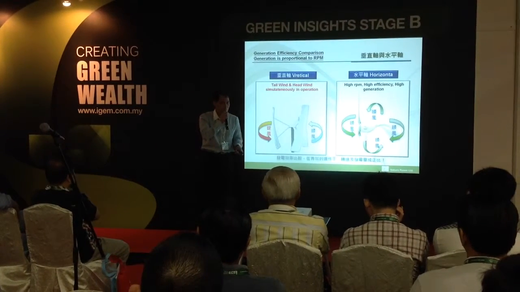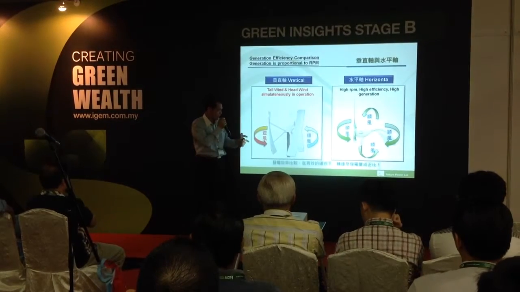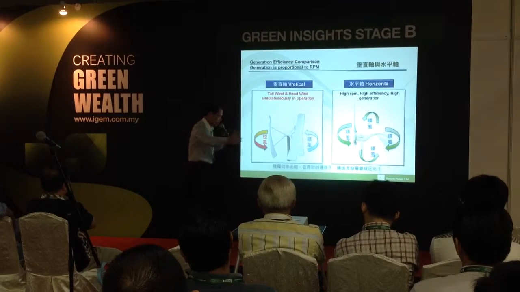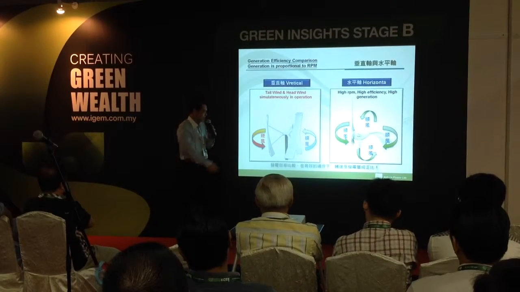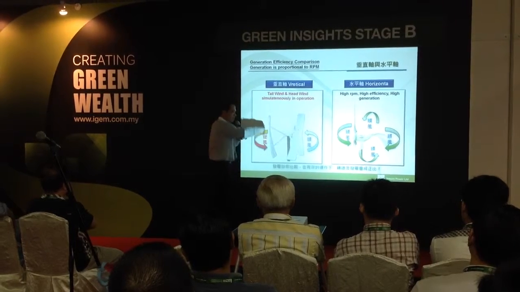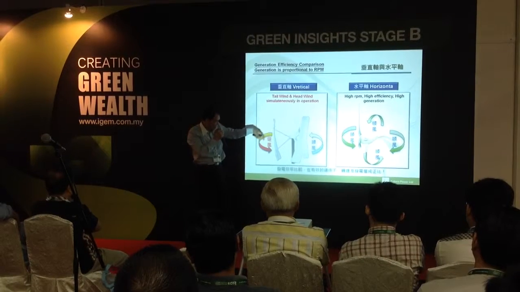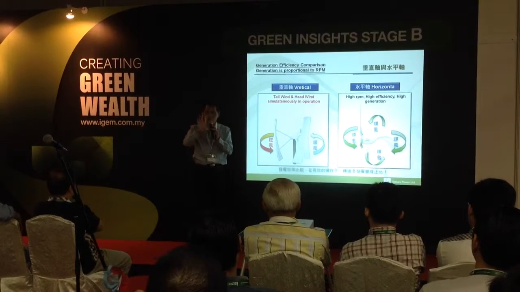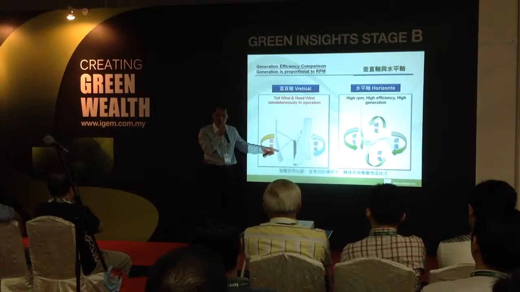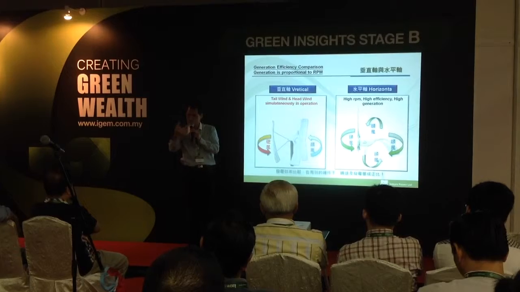But in the meantime, this advantage is also their disadvantage. Why? Assume the wind is blowing here. This blade is driven by the wind and tries to rotate. But the other two blades are coming up, so they stop the wind. So there is a lot of resistance in this design. They cannot rotate very quickly.